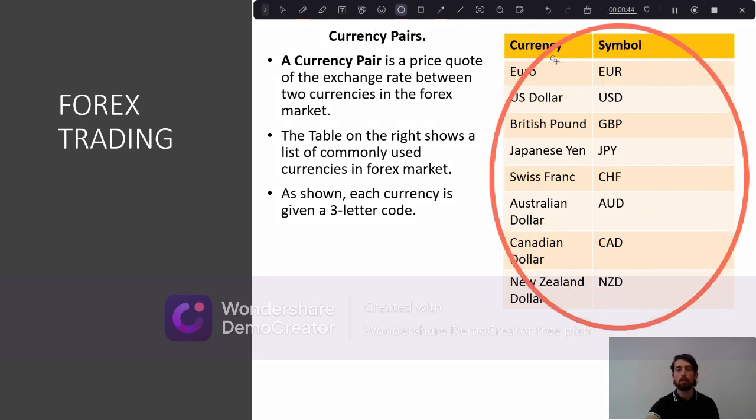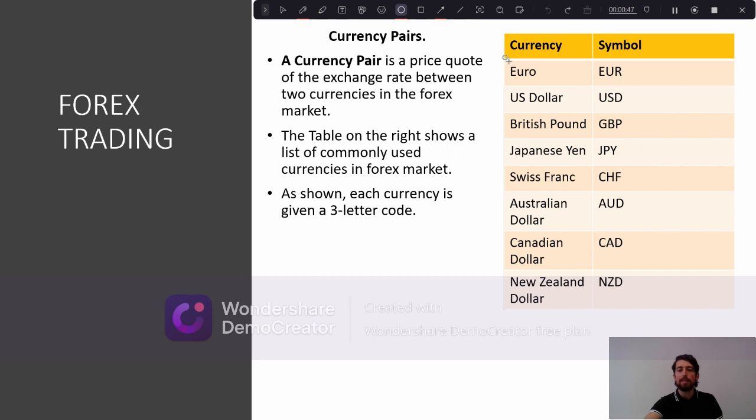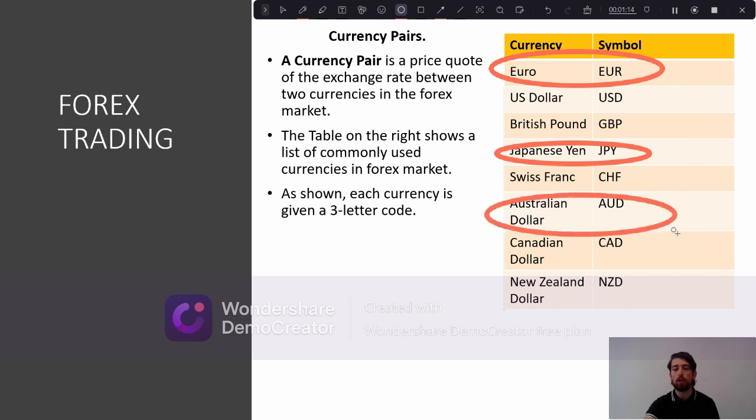On this first slide, I want you to pay attention to this chart right over here. It's basically the cheat sheet that is going to show you some of the combinations of major currency pairs. As you can see, for example, the euro is EUR when you're trading in foreign exchange, and the Japanese yen's code is JPY. Then you've got the Australian dollar, which is AUD.